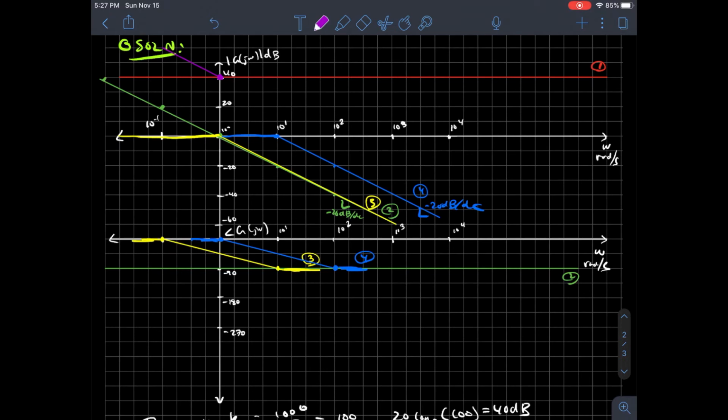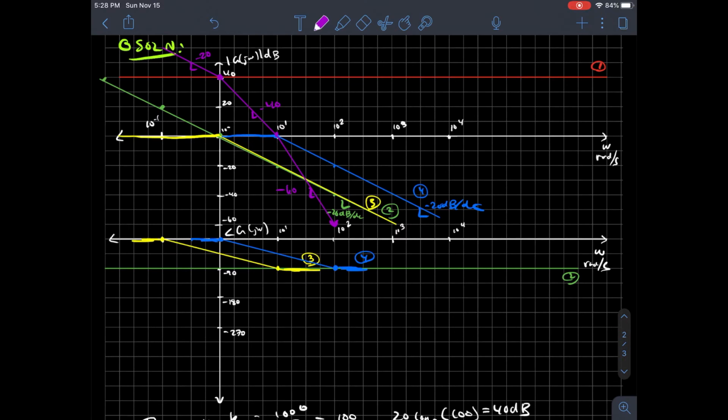Then starting at 10 to the 0, or 1, I have 2 things acting together to each contribute negative 20 dB per decade. So now I'm going to go down at negative 40 dB per decade. So that's here. We start with negative 20, and we go to negative 40 decibels per decade. Then starting at 10 to the 1, I have another negative 20. So I add all of those up: 20 plus 20 plus 20, so negative 60 decibels per decade. And that will continue forever because there's no further contributions.